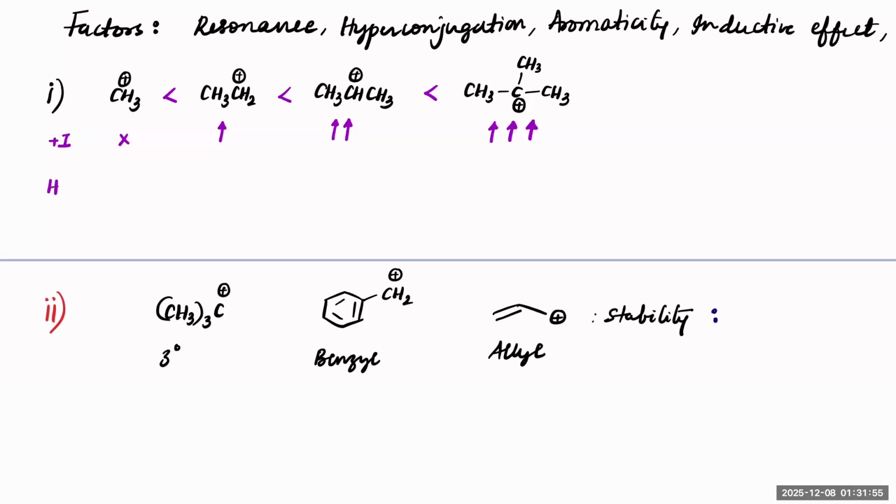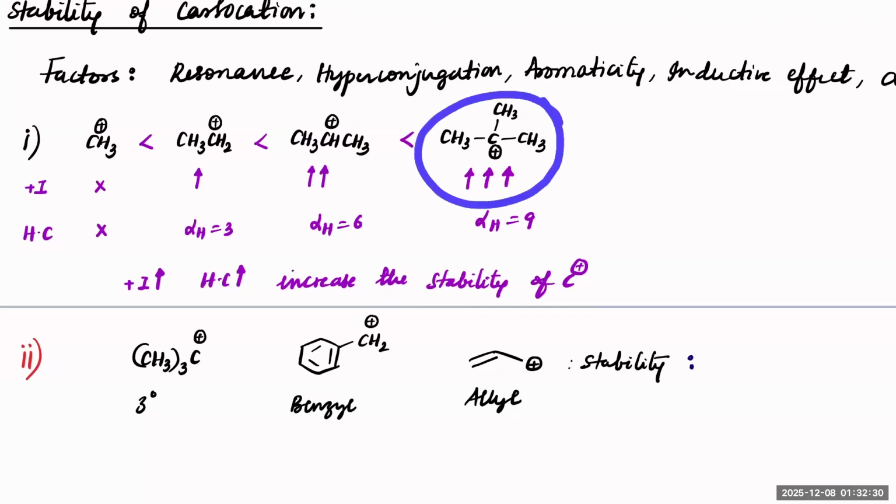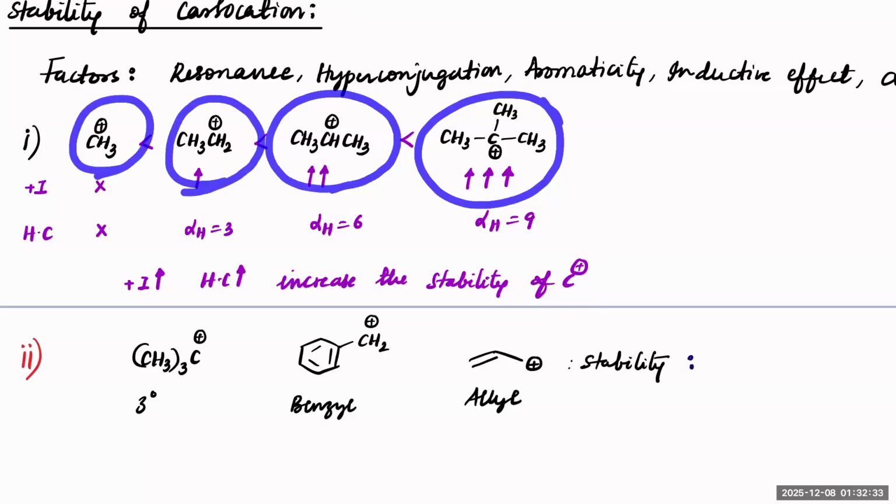Hyperconjugation, if you notice, there is none here. There are 3 alpha hydrogens here, 6 here, and 9 here. You know that if plus I or hyperconjugation increases, it will increase the stability of the carbocation. Thus, you will see this carbocation is more stable than this one, and this one.